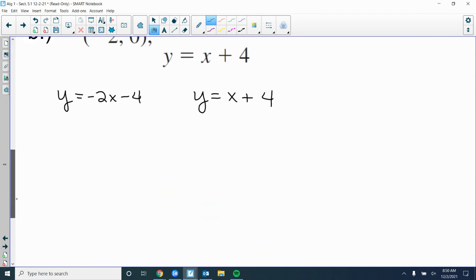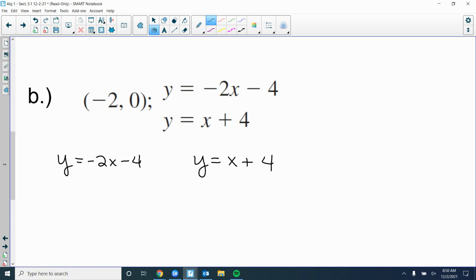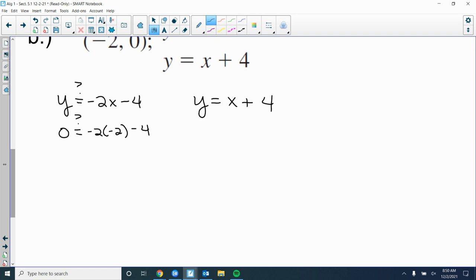Okay, so let's take a look at this one. Negative 2, 0. All right, y equals negative 2x minus 4. We're testing it out. Y is 0. Plug that in for y. Negative 2 times x. Well, x is negative 2, minus 4. You got to watch your signs here. What's negative 2 times negative 2? Positive 4. What's 4 minus 4? 0. So does it work for that one? Yep, works for that one.